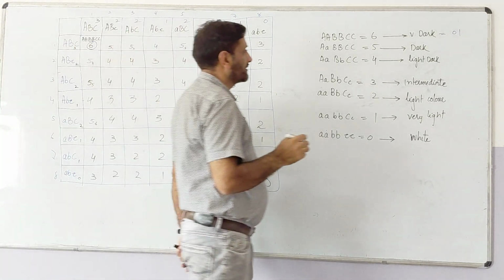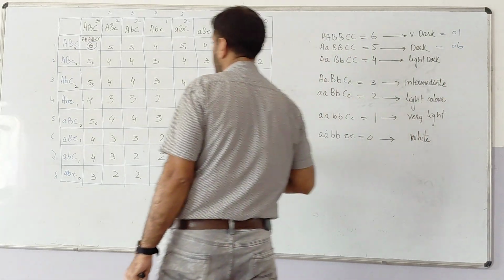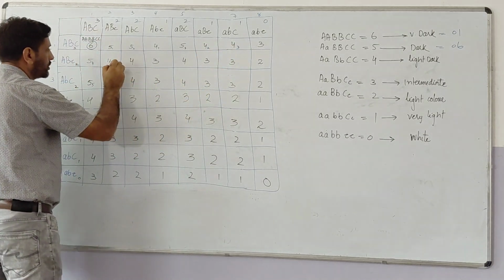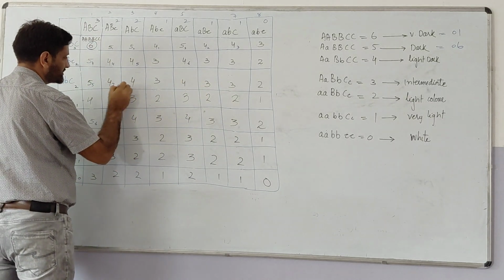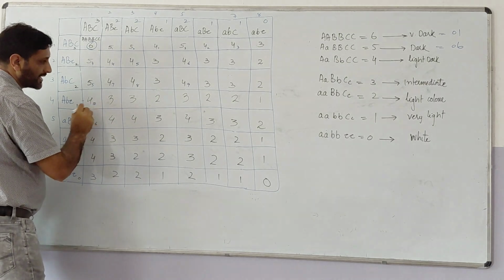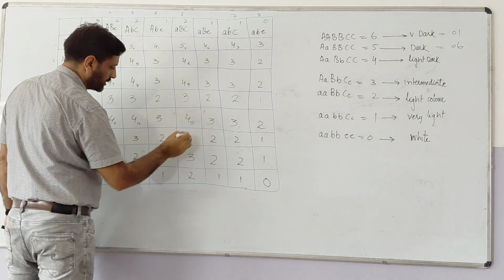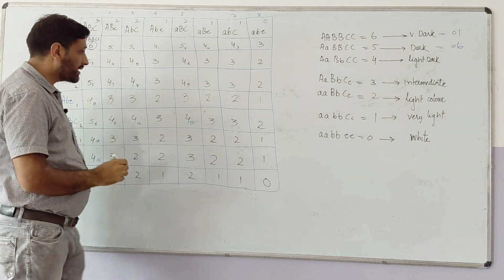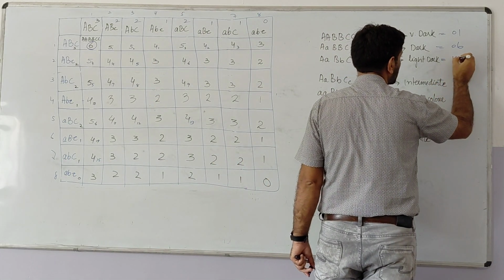So let me write it here. It is 6. Coming to these 4 alleles, this is 1, 2, 3, 4, 5, 6, 7, 8, 9, 10, 11, 12, 13, 14 and 15. So the number of individuals which are having 4 dominant alleles is 15.